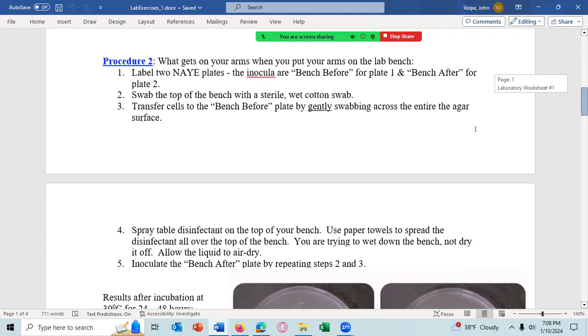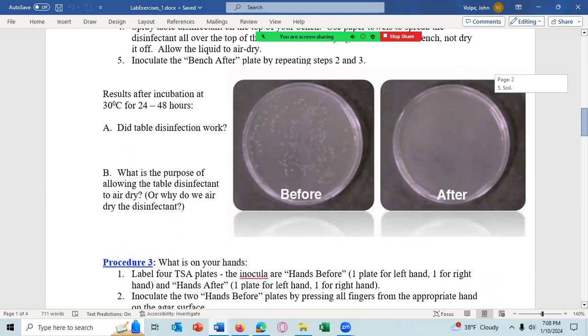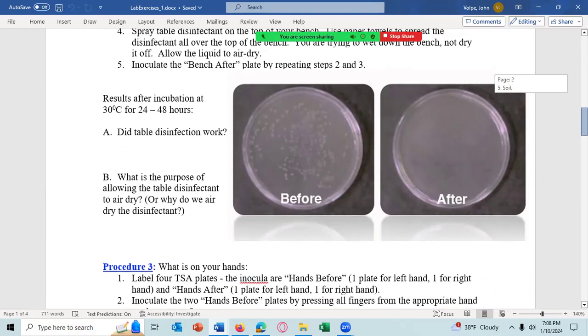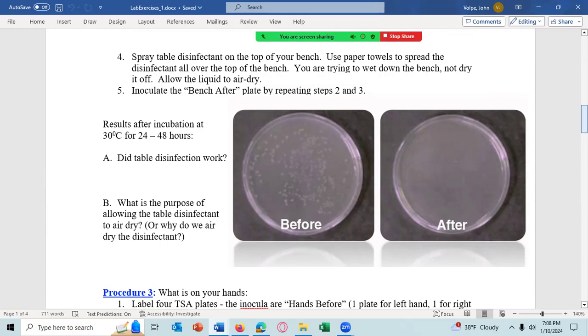Procedure 2, what gets on your arms and when you put your arms on the lab bench? Questions to ask is, we sampled the table before disinfecting it and then grew what was on the table on the plate. And then we disinfected the table and then sampled the table again. And here we have the growth after disinfection.